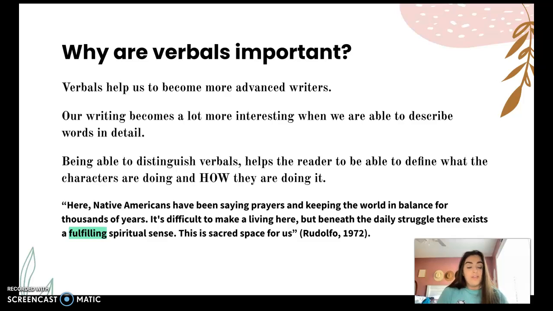When I think about all my favorite books, I really enjoy them because they're so descriptive, and I feel like I can put myself in the same setting that the author is writing in because of all the descriptive words. Our writing becomes a lot more interesting when we are able to describe words in detail. Being able to distinguish verbals helps the reader to be able to define what the characters are doing and how they are doing it.